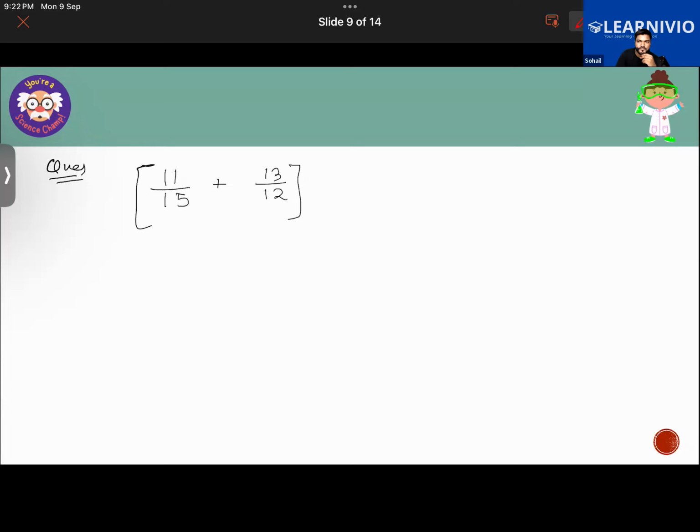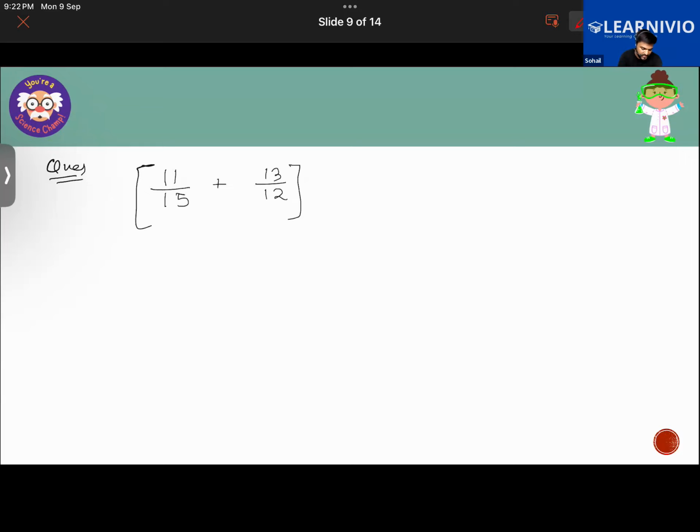I'm getting 27 upon 24. No, that is not correct. See if the LCM is correct. 24 upon 27, that is again wrong. See what you have done. You have added them as per like fractions. Are these like fractions? These are unlike fractions, Habib. You can't simply go on to add the numerator and the denominator.